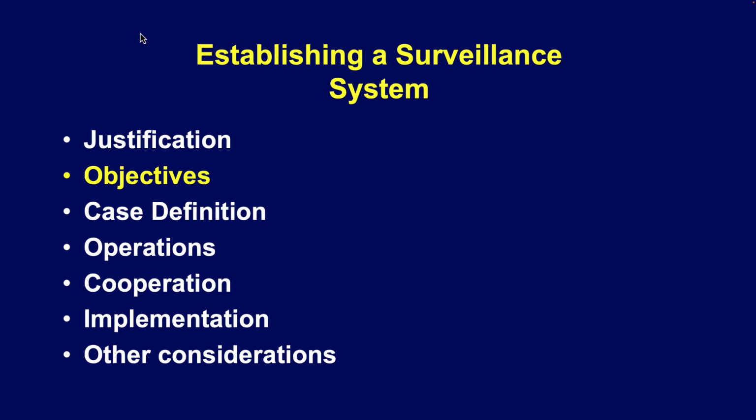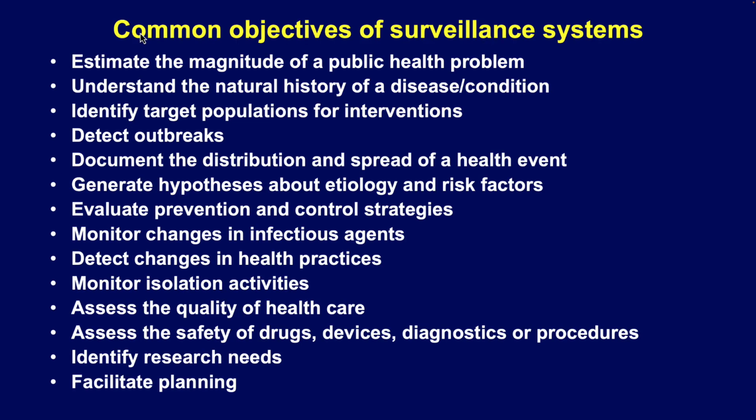Once you have a clear justification for establishing a surveillance system, then you can begin to think about what the objectives of that surveillance system might be. These objectives also will be directly informed by the justification for the surveillance system. Every public health surveillance system should have clearly stated objectives. Here are some common objectives of surveillance systems, just to give you a sense of what they can look like.